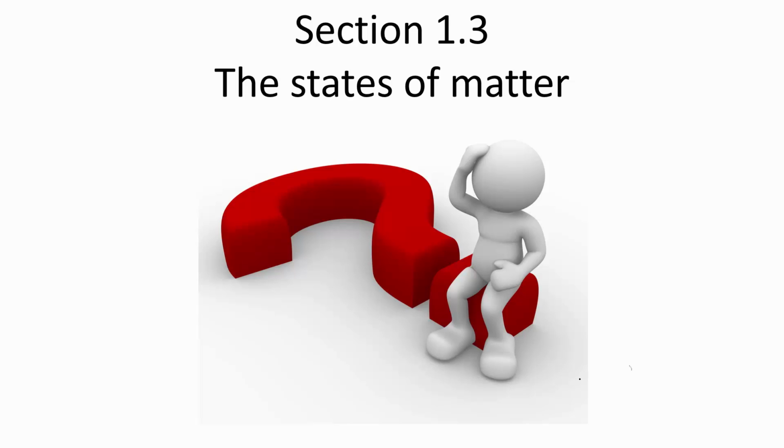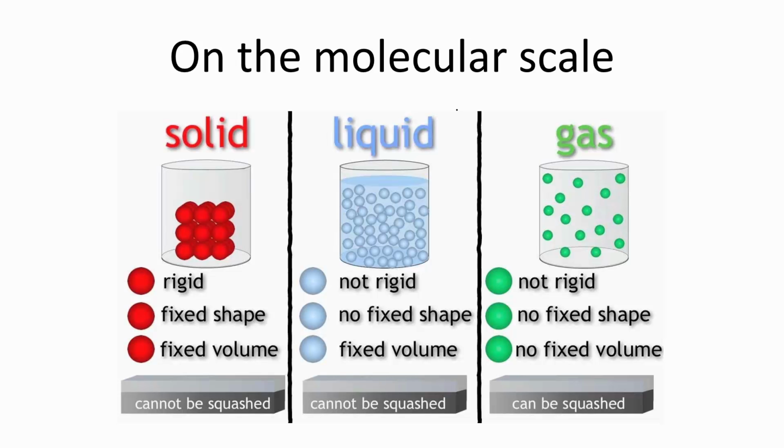In section 1.3, we're going to talk about the states of matter. And what we mean by that is the state that it currently is in, such as being a solid, a liquid, or a gas. Now, it's pretty straightforward if you're just looking at it, and I give you a container and say, hey, the stuff inside this container, is this a solid, a liquid, or a gas? But we're going to be talking about this stuff more on the molecular scale.